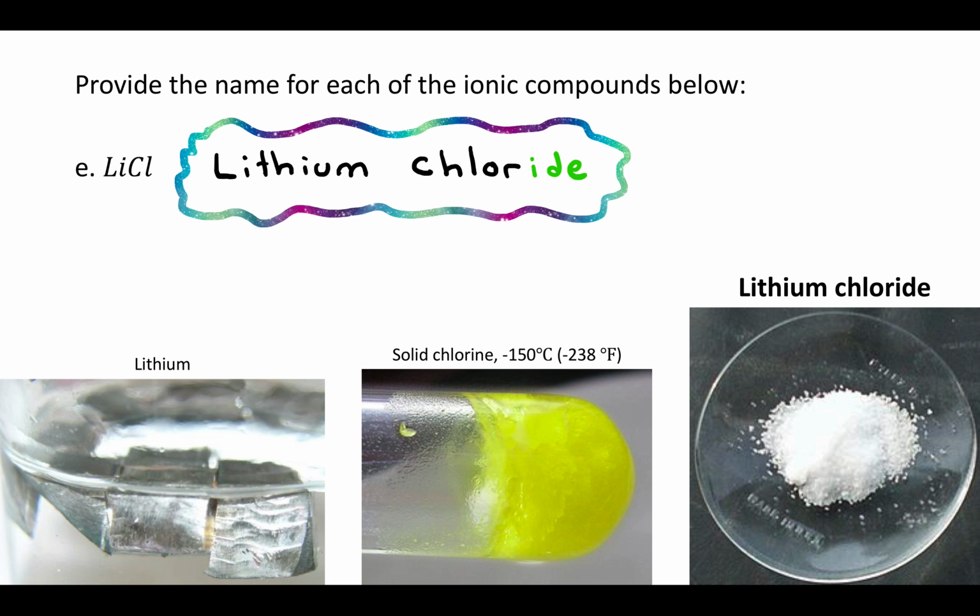So if you take lithium and you mix it with chlorine, now here this chlorine is very, very cold. That's why it's a solid. At room temperature, chlorine is a light green-yellow toxic gas. And if you react lithium and chlorine, then you'll get lithium chloride. Lithium chloride is, among other things, used to color flames. It gives them a dark red color, and that's used to make fireworks.